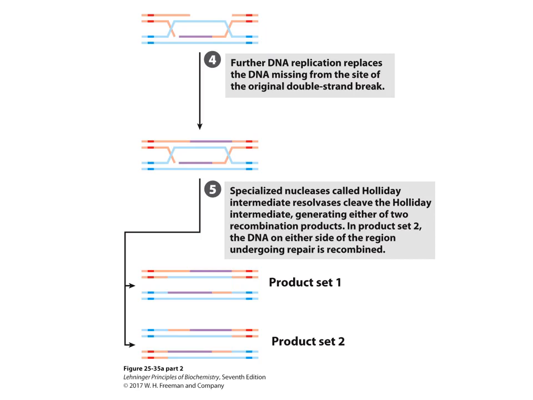Nucleases called Holliday intermediate resolvases cleave the Holliday intermediates and generate one of two recombination products, product set 1 or product set 2. In product set 2, the DNA on either side of the region undergoing repair is recombined.